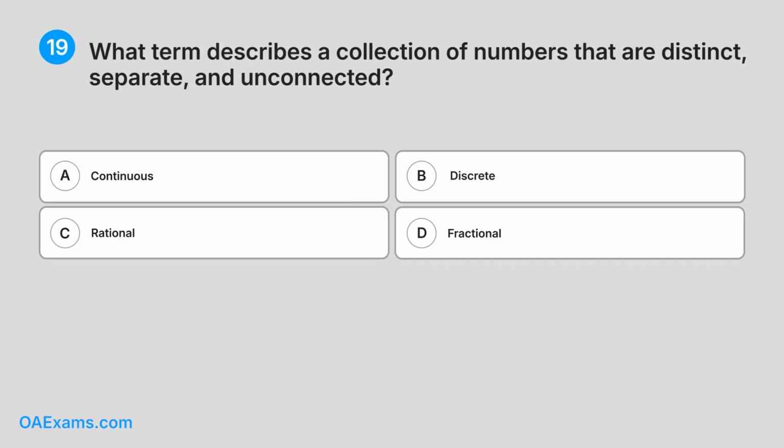19. What term describes a collection of numbers that are distinct, separate, and unconnected? A. Continuous. B. Discrete. C. Rational. D. Fractional. Do you know the answer?